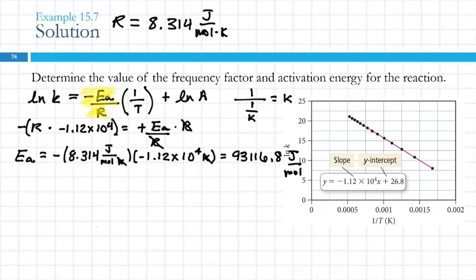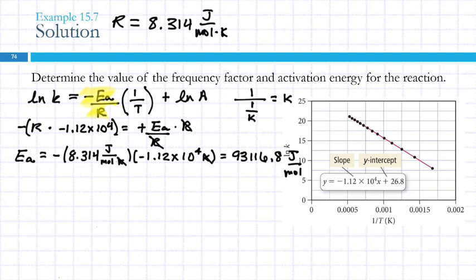Well, the slope is negative. EA is positive. When you distribute this negative over here, those two negatives cancel each other out. But that's not the slope, so the slope's not positive. But that side of the equation is positive. Any questions?